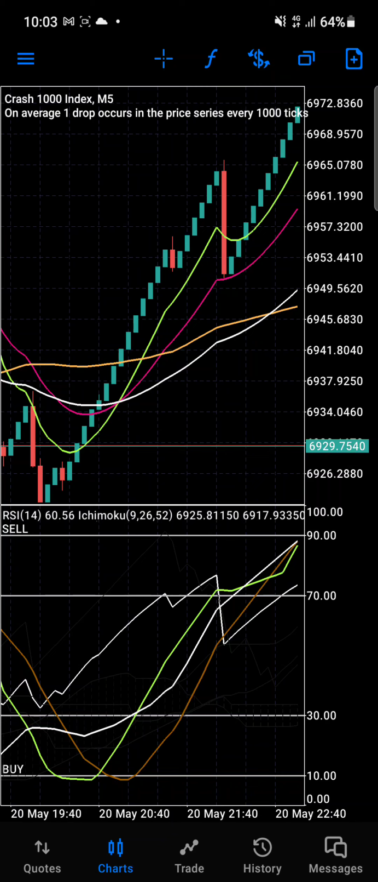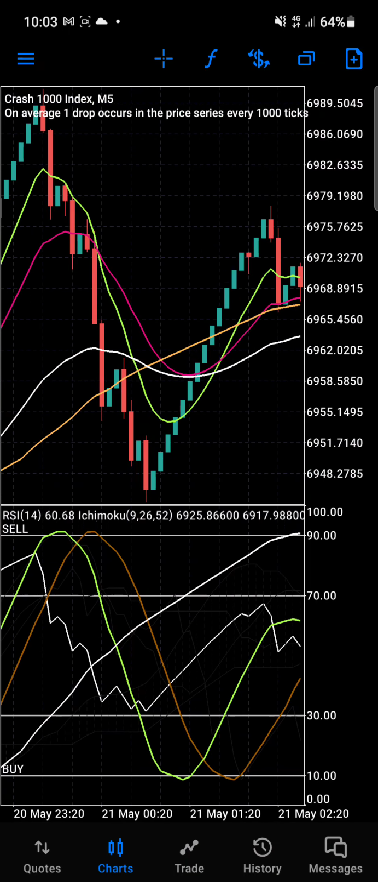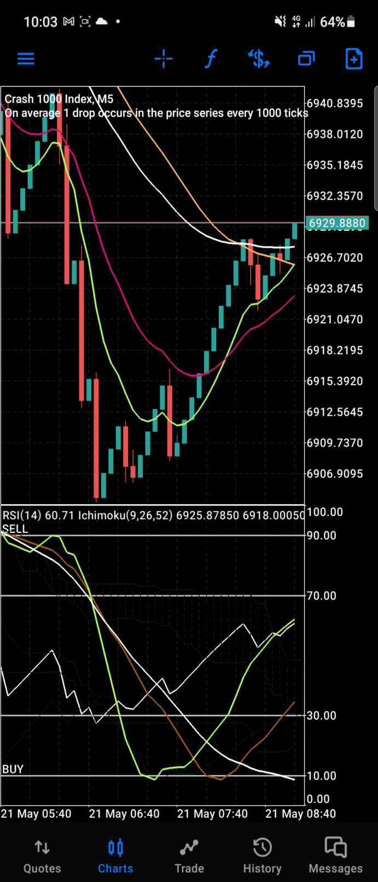And how do you know that? For instance, Crash 1000, just wait for the candles to be created above the moving averages. Once they have been created above the moving averages, then you can come in and trade. For instance, right here, you can come in and trade and milk the market for a very long time. So that is how it works.